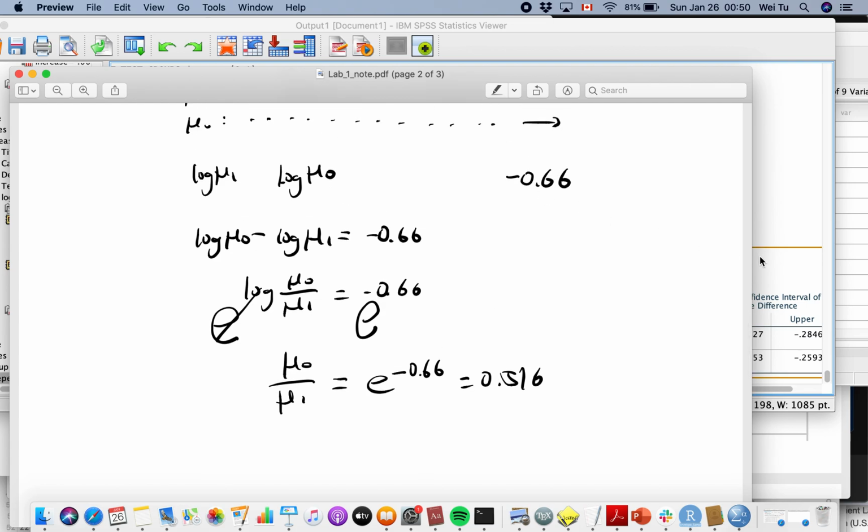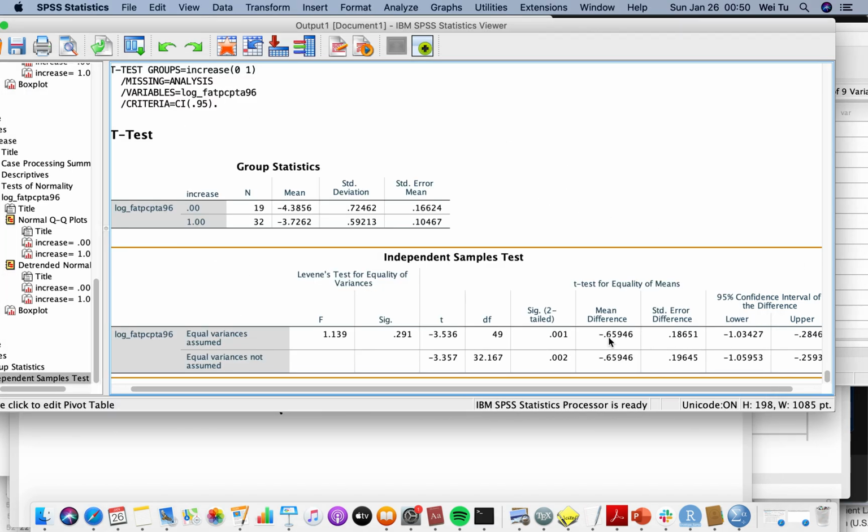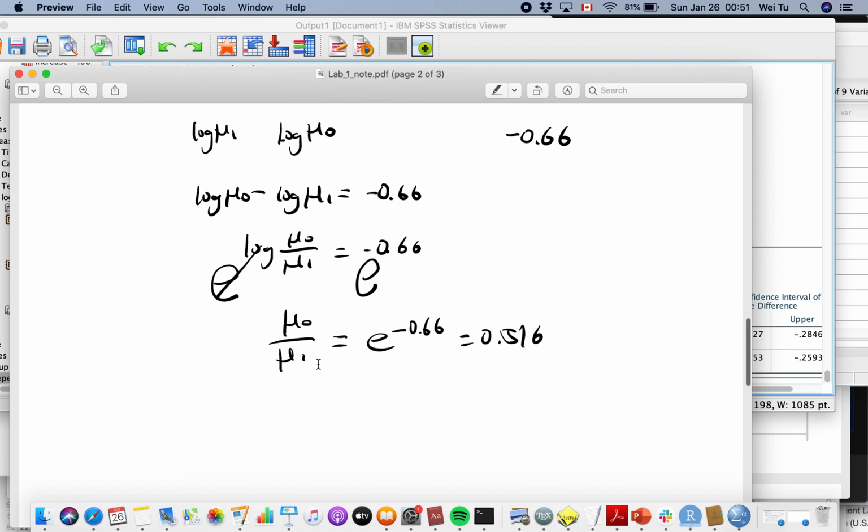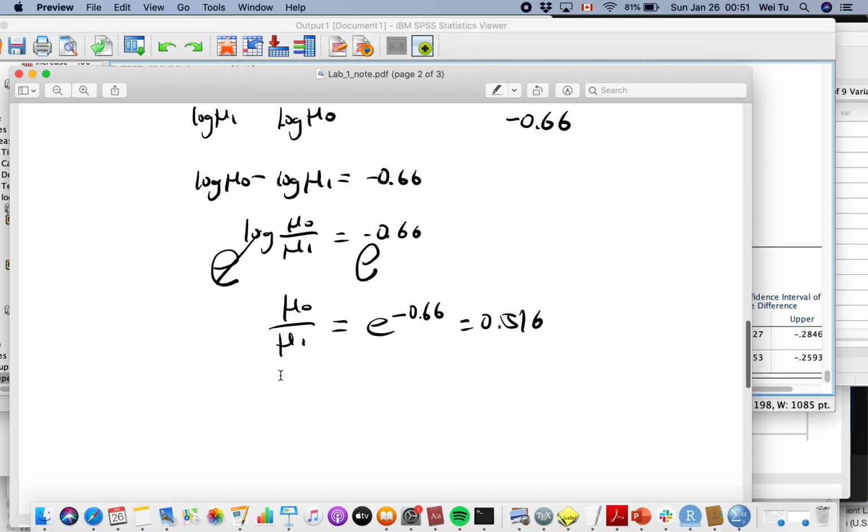For example, in my case, the estimate is roughly minus 0.066. This is the log scale difference. In order to get rid of the log, I take the exponential. Log a minus log b equals log of a over b, and I take e to the power, so the log is gone and I basically have a ratio. So mu0 over mu1 equals the exponential of this value, and equals this much. The interpretation goes like this: we're saying the ratio, so mu0 is about half of mu1 on average.